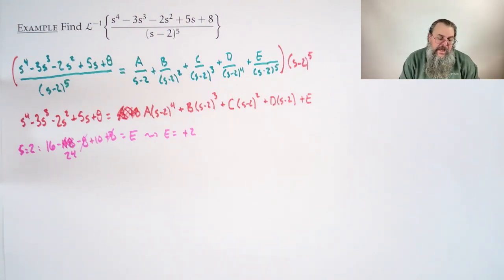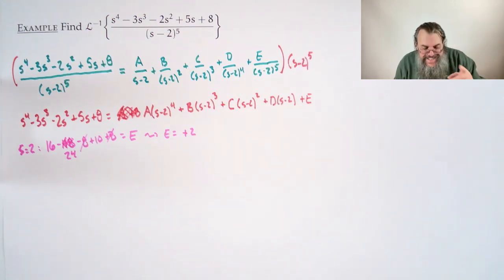Now, we could start expanding. Do you know what (s minus 2) to the fourth looks like? Well, it looks like s to the fourth. Next one, it's minus 8s cubed. And then 24s squared. Yeah, that sounds dangerous to do. So let's not do that.